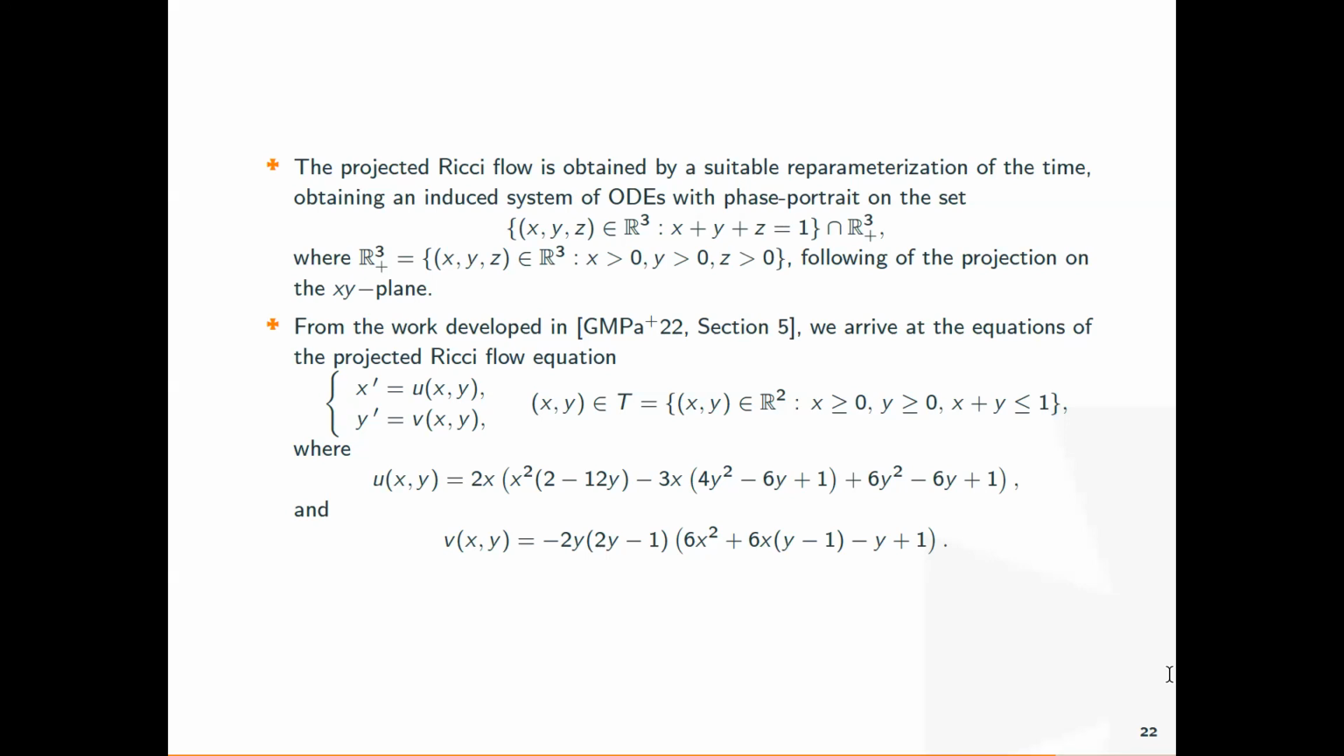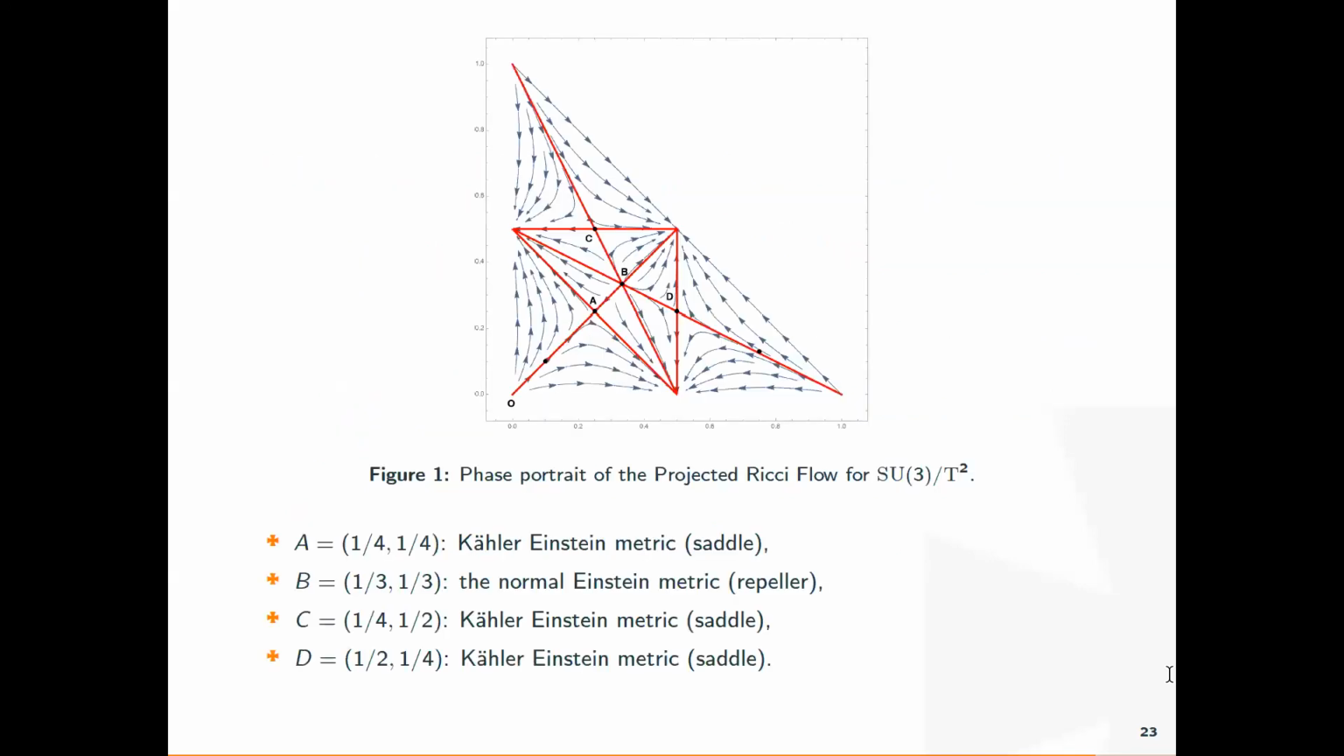Okay, so let me show you some phase portraits. The first one is the complete description of the phase portrait of the projected Ricci flow on the face of the tetrahedron. And there are some distinguished points here. For instance, the point A corresponds to a Kähler metric, and from the point of view of dynamical systems, this is a saddle point. B is the normal Einstein metric. It's a repeller. And we have another Kähler metric that's a saddle, and another one that's also a saddle. So we have this phase portrait here.